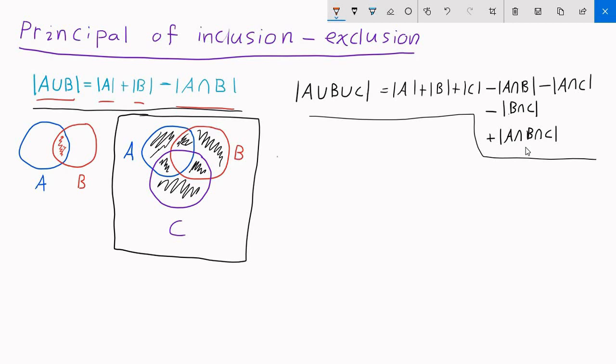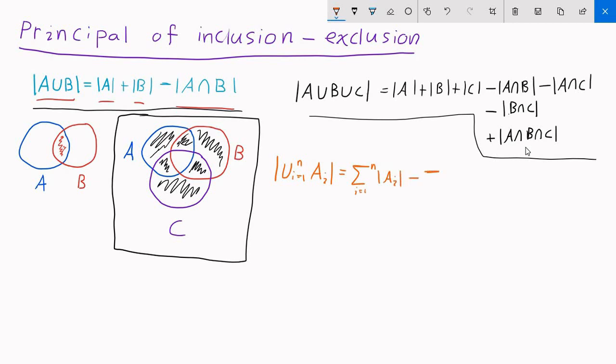But I'm just going to write out the full generality right now. If you have a union of sets, call them A sub i, where i goes from 1 up to n, then the cardinality of that union is going to be the sum from i equals 1 up to n of the individual sets A sub i.